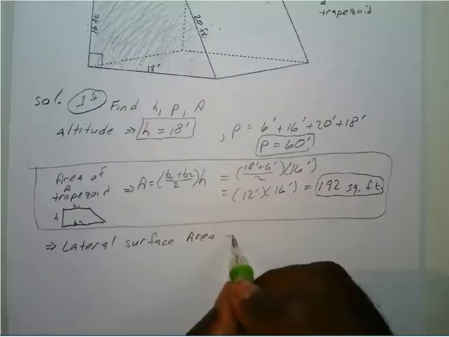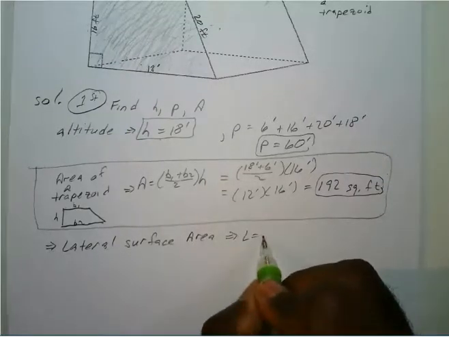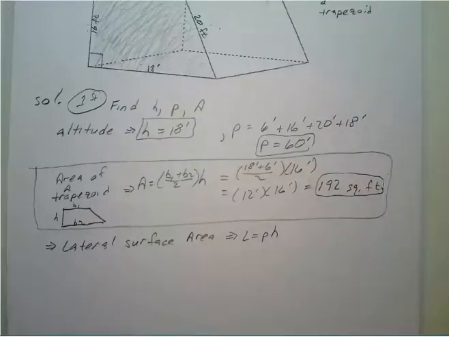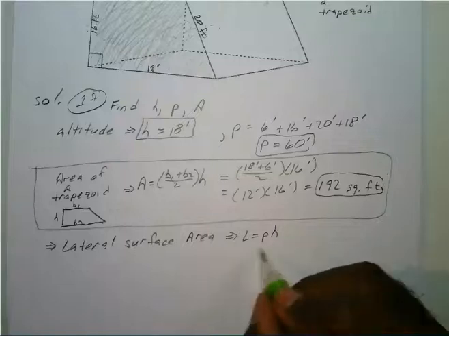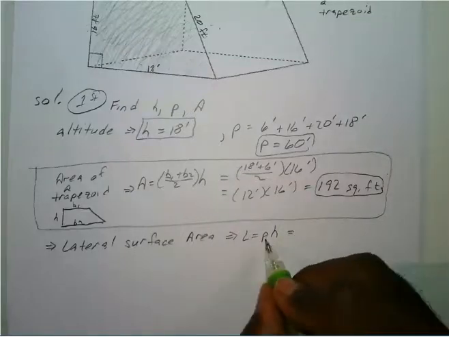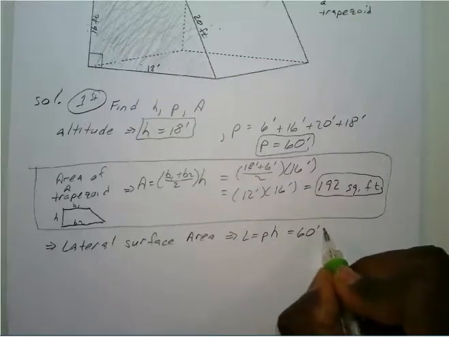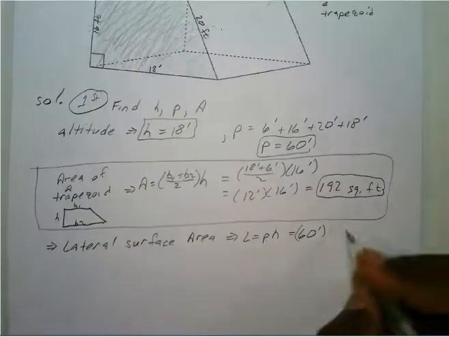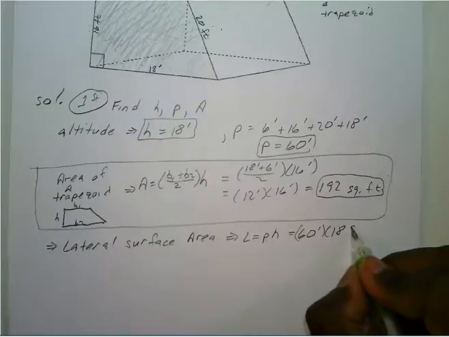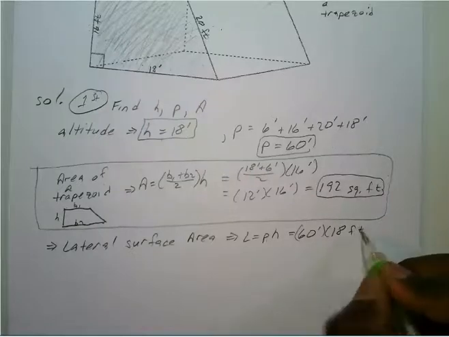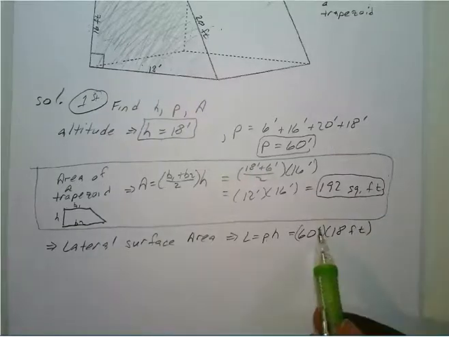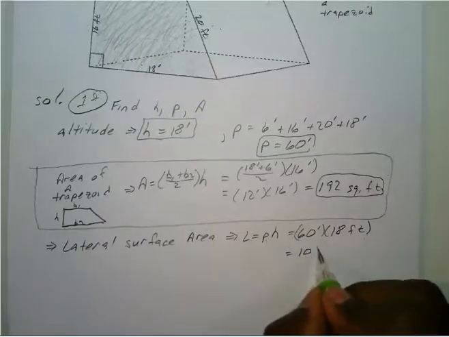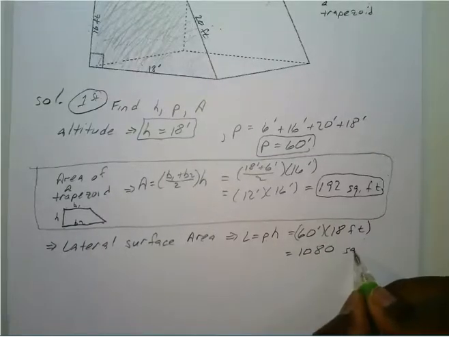Okay, and that is L equals the perimeter of your base times the altitude. So the perimeter of the base is 60 feet, and your altitude is 18 feet. It doesn't matter how you put it, that's feet and that's feet. So that comes out to be 1,080 square feet.